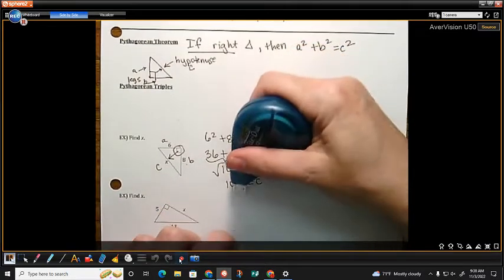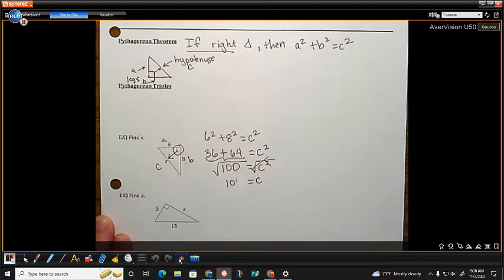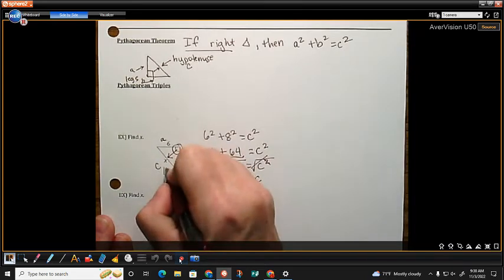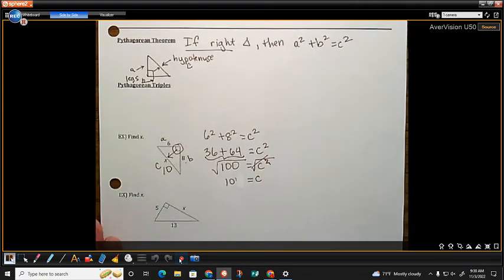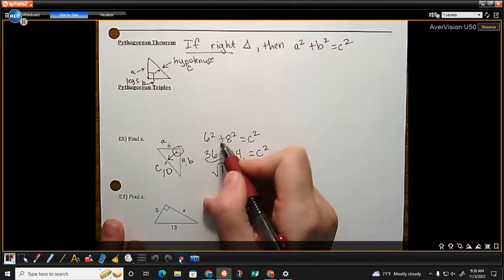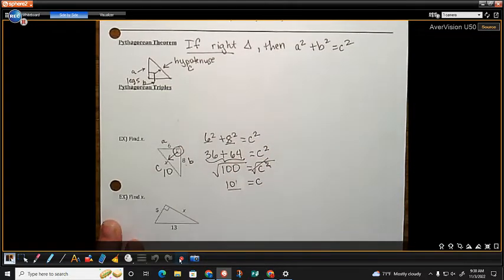Now, there is a negative square root of 100, a negative 10, but we're not going to use that here, because can you have a negative 10 as the side of a triangle? Not in this universe. So, in this case, we're just going to stick with the positive square roots, because we're doing stuff that's real.